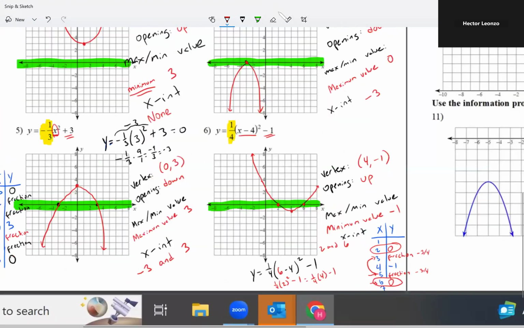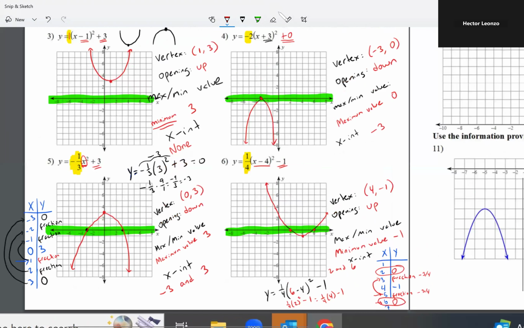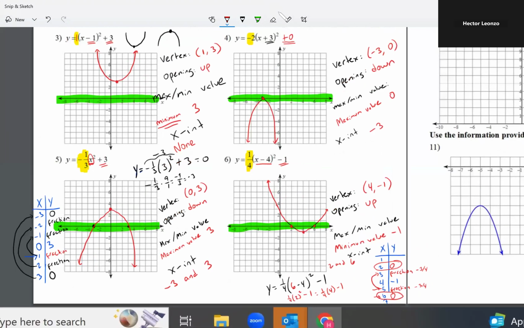So a couple of things just on the x-intercepts. Question number 3, we had none because we didn't cross the x-axis at all. Question number 4, we only had one x-intercept because we touched the x-axis only at one point. But questions 5 and 6, you had 2 values for the x-intercepts. Make sure you write them from small to large.